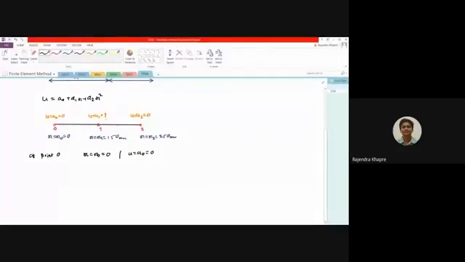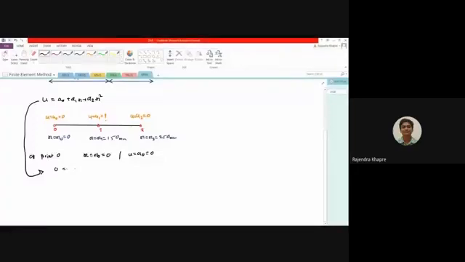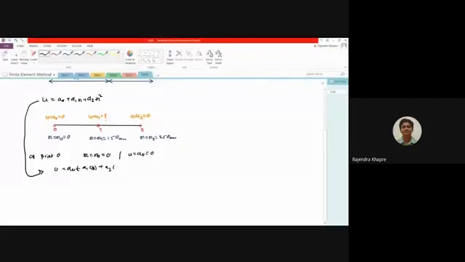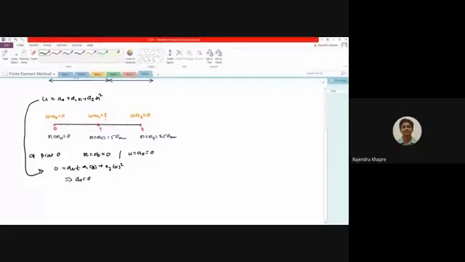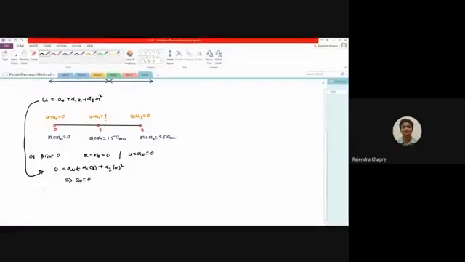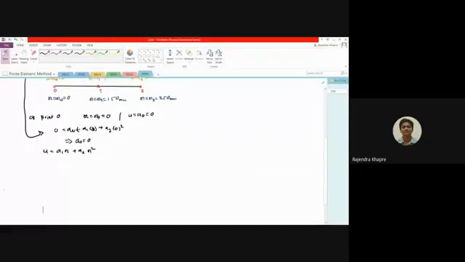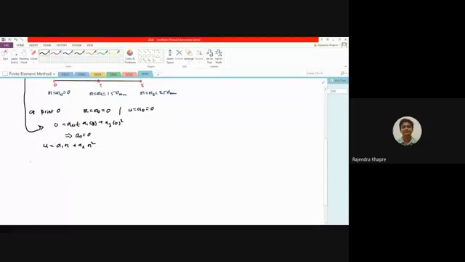So this expression will now be 0 equals a0 plus a1 into the x value, which is 0, plus a2 into 0 square. If you solve this, you are going to get the a0 value as 0, so that now your u expression will become a1 into x plus a2 into x square.